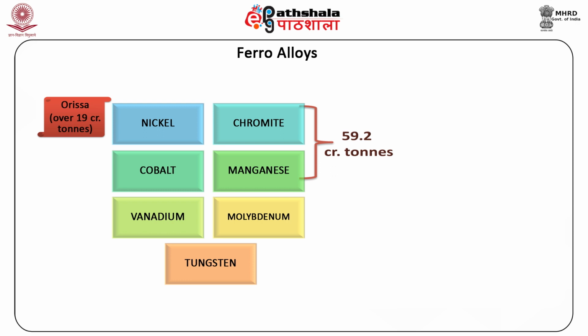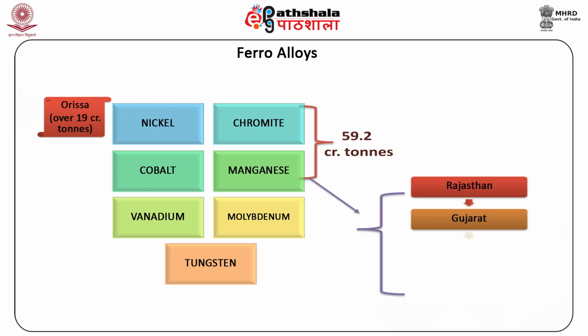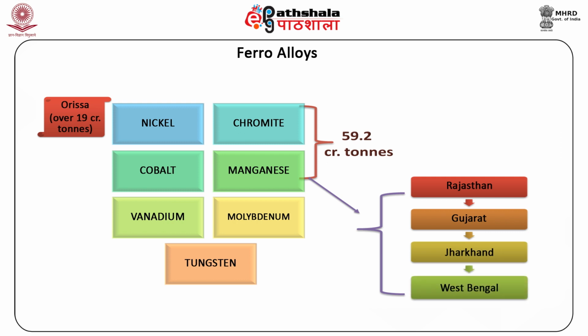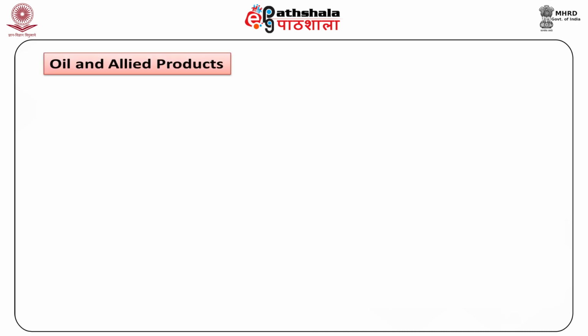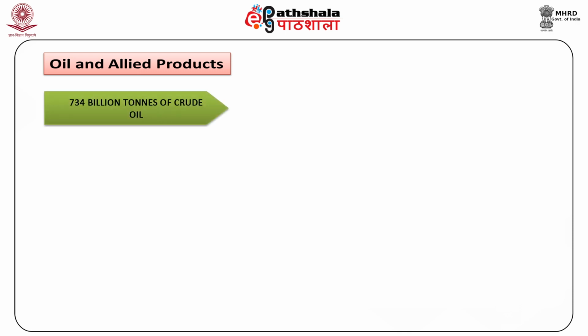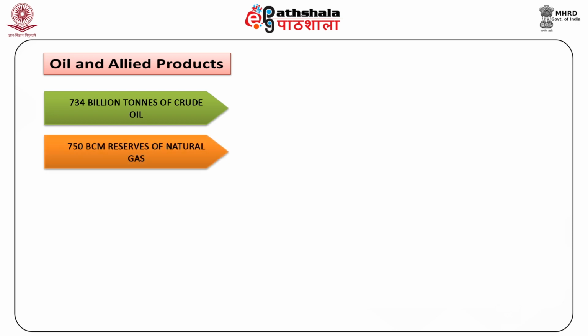While manganese is found in Rajasthan, Gujarat, Jharkhand, and West Bengal, the reserves of chromite are found in Bihar, Karnataka, Orissa, and Tamil Nadu. Next most important reserve is of nickel, found mainly in Orissa, with over 19 crore tons of deposits. Oil and allied products. As of 2001, India had 734 billion tons of crude oil reserves and 750 BCM reserves of natural gas.